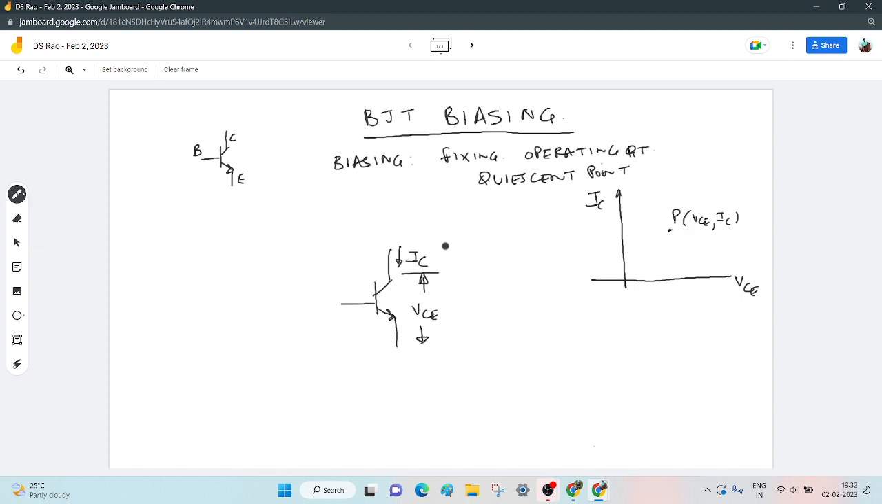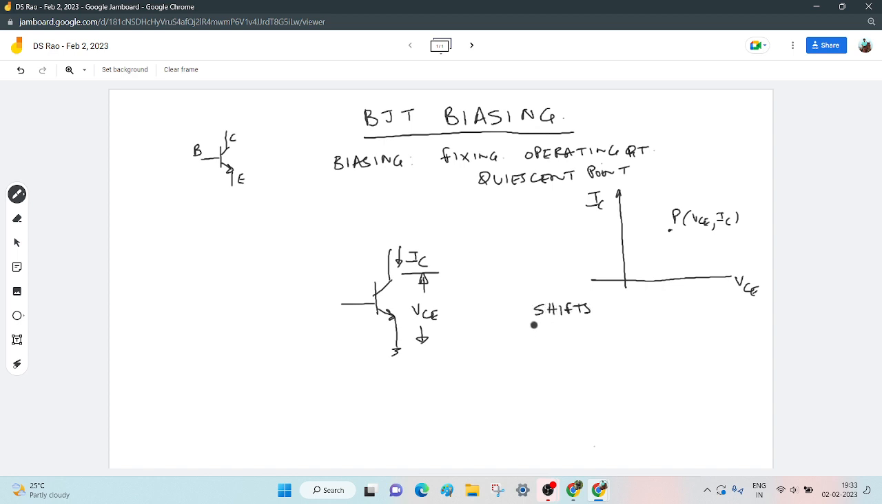Once this point is fixed, the transistor amplifier, without any signal applied at the input (I will explain what is meant by signal later), will have a collector to emitter voltage of whatever we have fixed here. After fixing the operating point, this operating point must remain there. But the operating point usually shifts. It does not remain there.